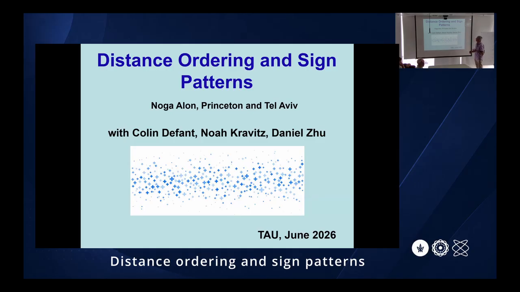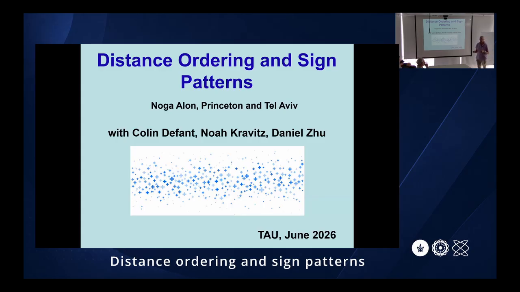I'll talk about distance ordering and sign patterns. One of the main reasons I want to speak about this is because I want to tell you about a proof technique that I think is useful. That refers to the words sign patterns here. The basic variant of it found some interesting applications in discrete mathematics and theoretical computer science some years ago.